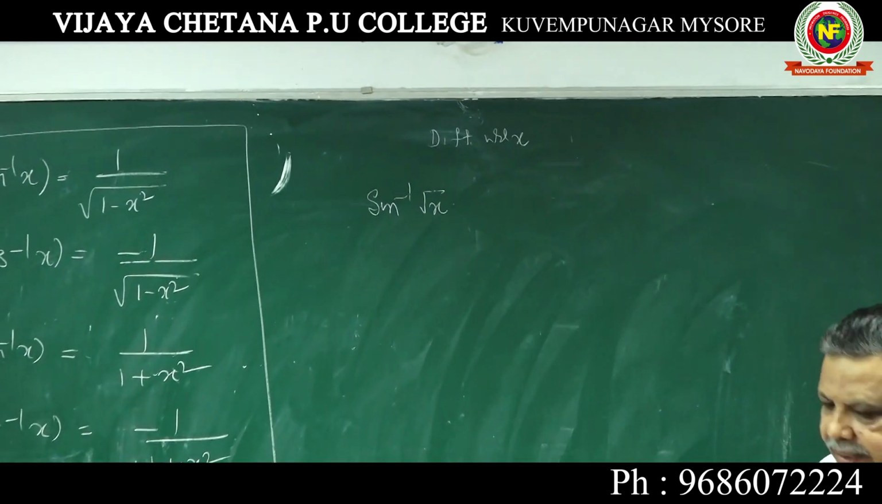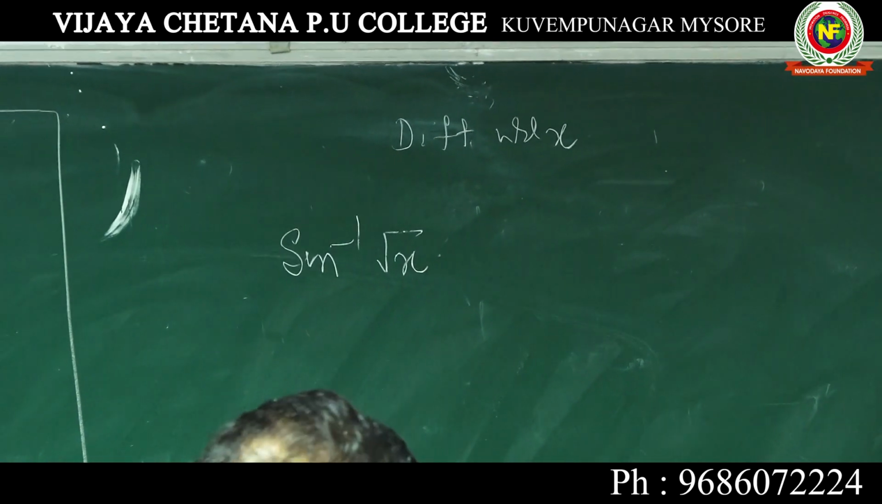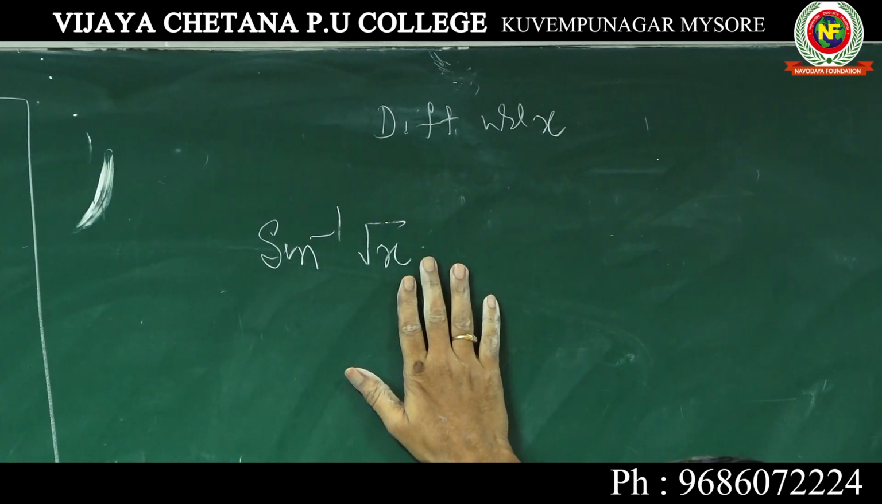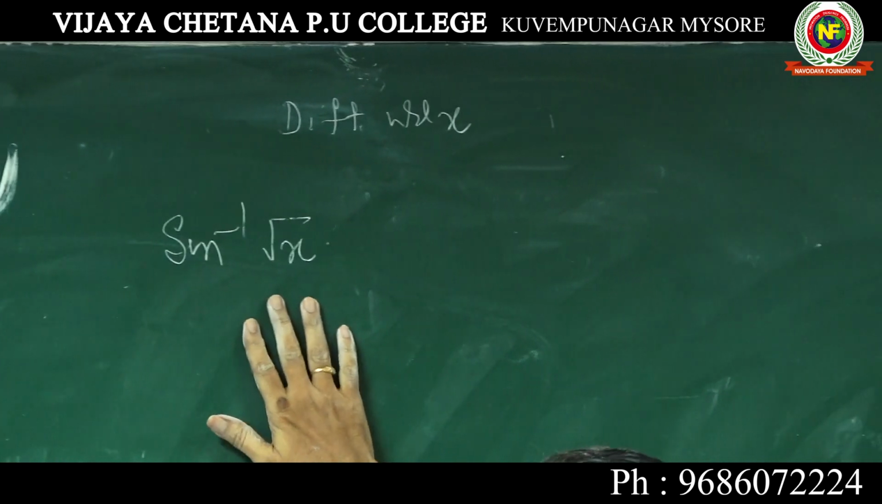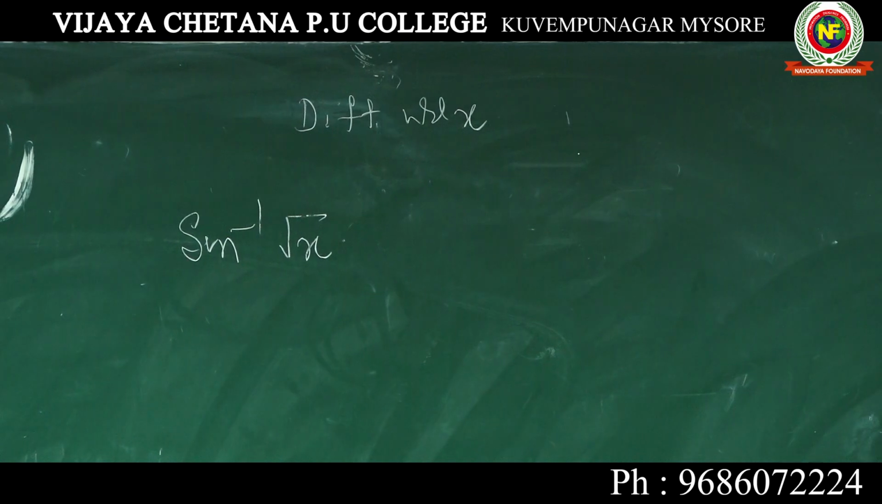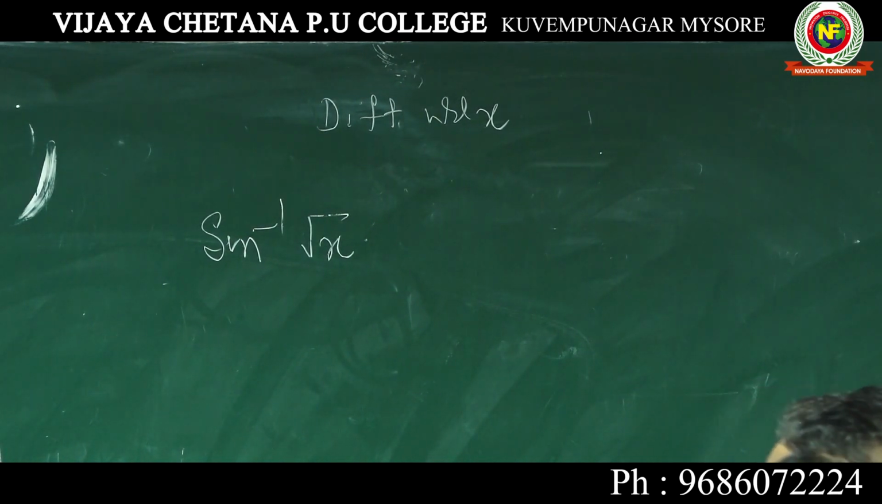Sin inverse root x, differentiation. This question is very important because it has two things. One is an inverse trigonometric function. Second is a function of a function, so the chain rule is also there. It is a combination problem of the chain rule as well as an inverse trigonometric function.